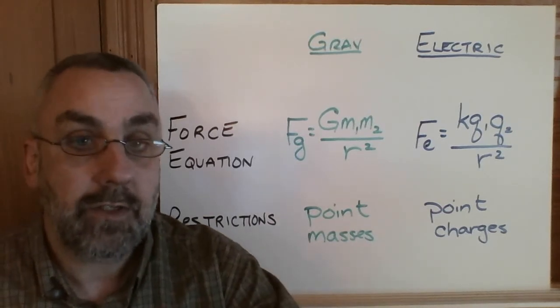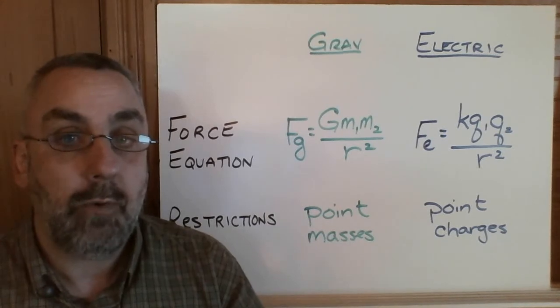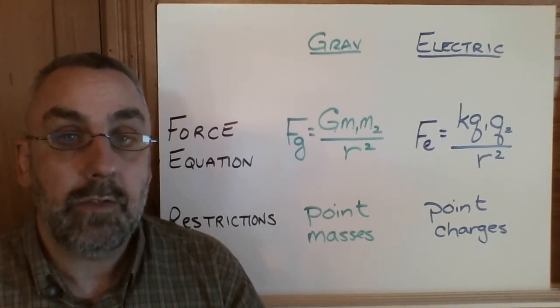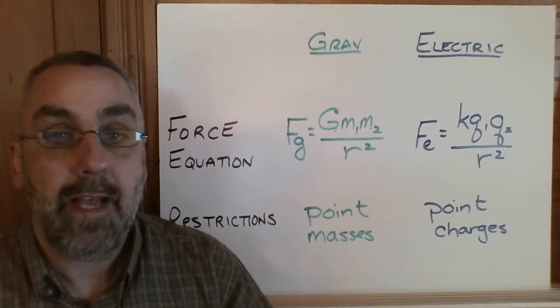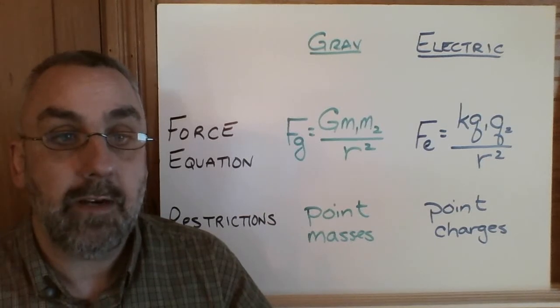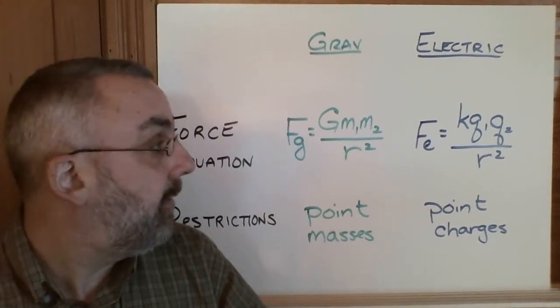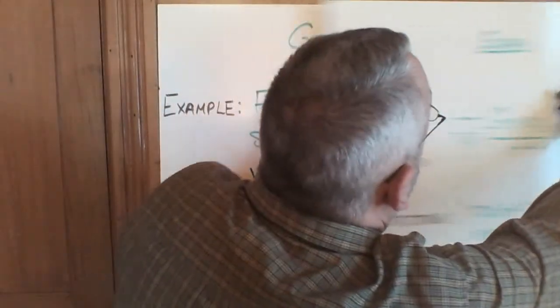And we do have the restrictions here. The gravitational equation that we're using only applies to point masses. The version of Coulomb's law we're using only applies to point charges, and that's because we're measuring the distance between the centers of those objects as a way of getting around doing some of the higher level math, some of the calculus involved.